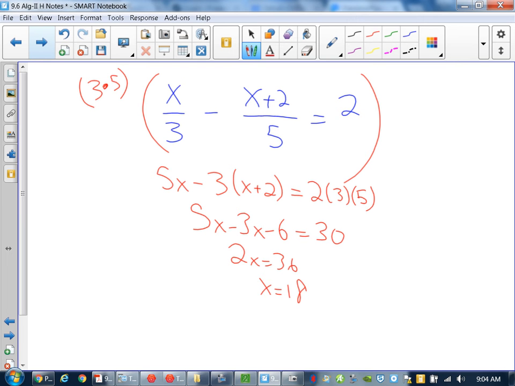Now, the other thing you can always do is go back and double check your work. So, what's 18 divided by 3? What's 18 plus 2? 20. What's 20 divided by 5? What's 6 minus 4?